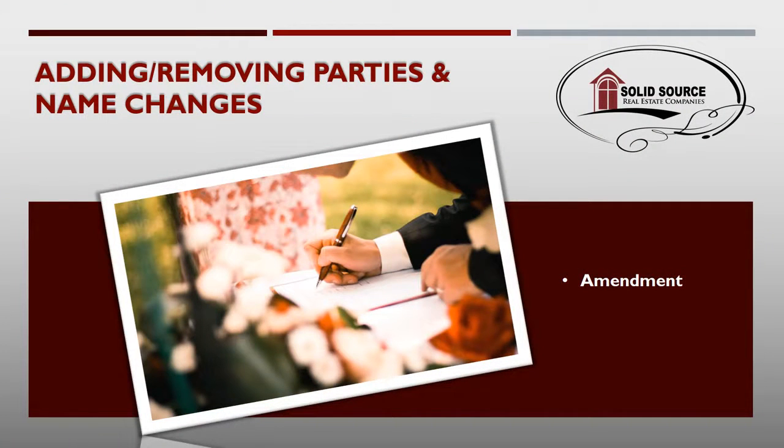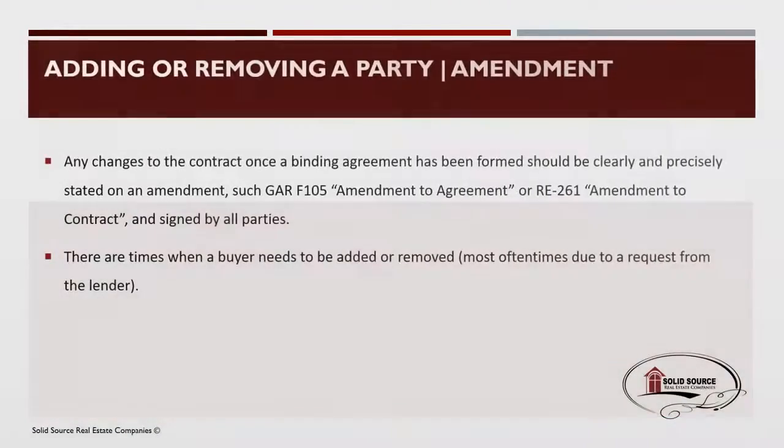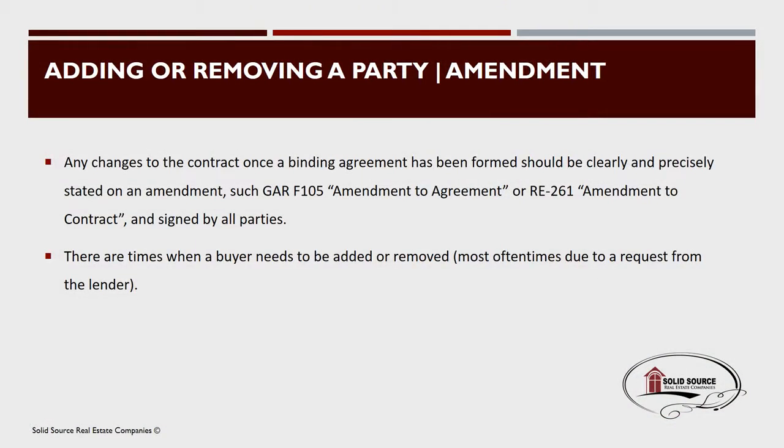Let's discuss adding or removing parties to an agreement and also dealing with parties whose names have changed. Any changes to the contract once a binding agreement has been formed should be clearly and precisely stated on an amendment, such as GAR F-105 Amendment to Agreement or RE-261 Amendment to Contract, and signed by all parties.